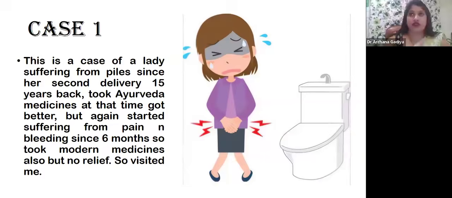So let me share my first case, which is a case of bleeding piles. This lady came to me with complaints of bleeding piles, and she had this tendency of hemorrhages for 15 years, since her second delivery. At that time, she took some Ayurvedic medicines and she got better. But again, for a few months, she started suffering from pain and bleeding. So she took some other medicines, but she didn't get any relief. So one of my patients referred her to me. So she came.